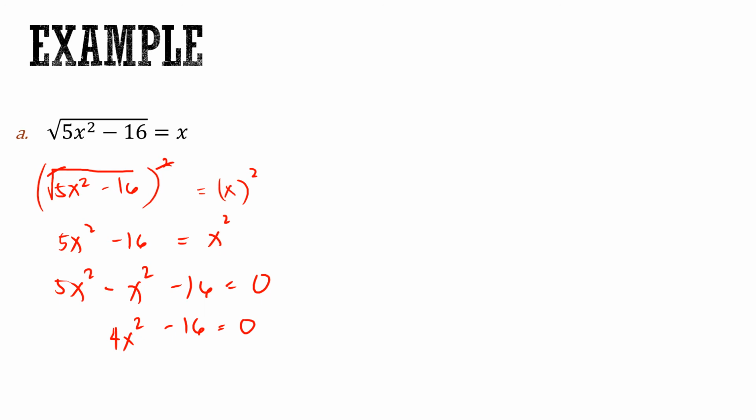Now we need to isolate the variable x to one side of the equation. Therefore, we need to move negative 16 to the other side of the equation. As we move negative 16 to the other side, it becomes positive. So we can write this as 4x squared equals positive 16. The next step is to eliminate the numerical coefficient of the x squared, which is 4. So we will simply divide both sides of the equation by 4. What's left is x squared equals 16 divided by 4, which is 4.